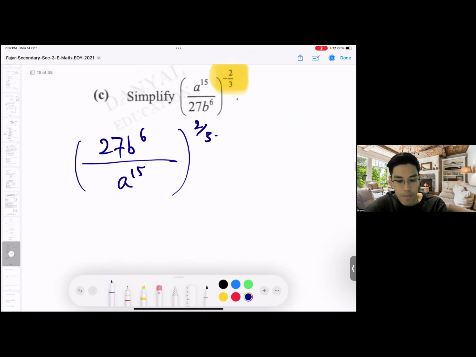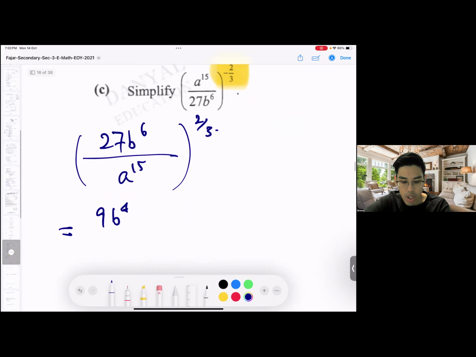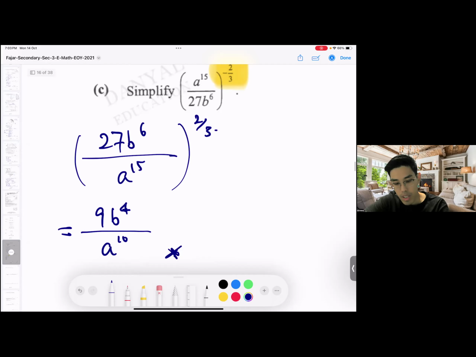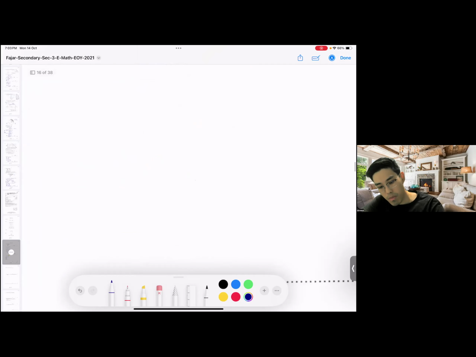Okay, then from here, what do we do next? We take 27 to the power of 2/3, which should be 9. Followed by 6 to the power of 2/3: 6 times 2/3 gives me 4. And then for a, we are taking 15 times 2/3, which is 10. That's it. So 9 b to the power of 4, a to the power of 10.